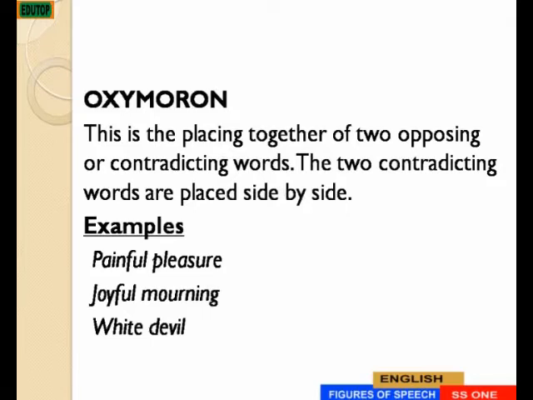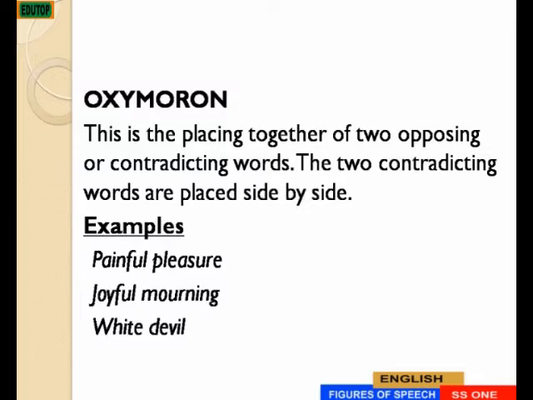Another one is white devil. White devil, we often attribute white to good, or to godliness. But devil is often attributed to black and other dark colors. So when we put white and devil together to form an expression, we are expressing oxymoron, because the two cannot go together. They are two opposing words.